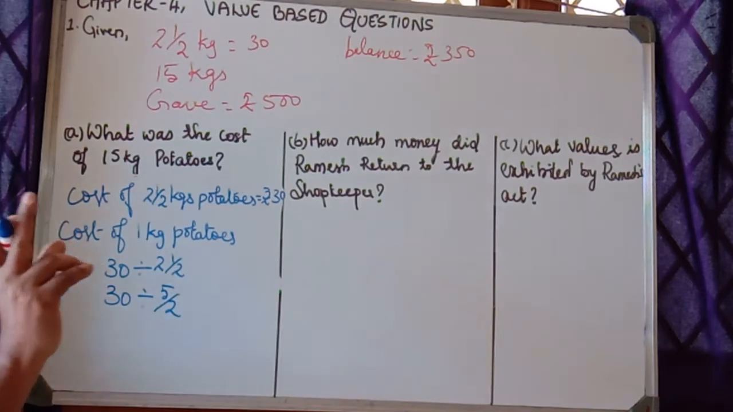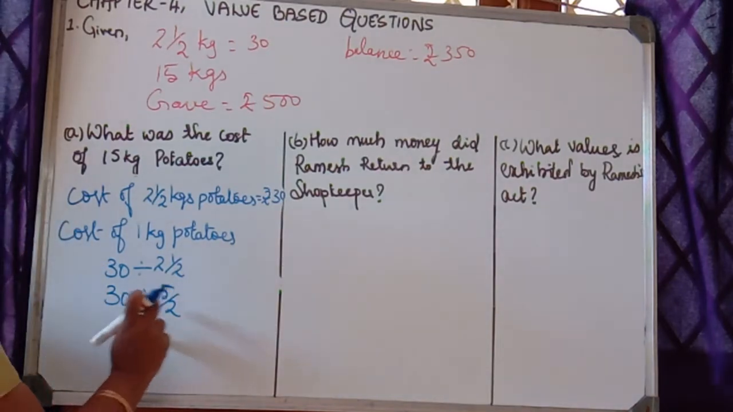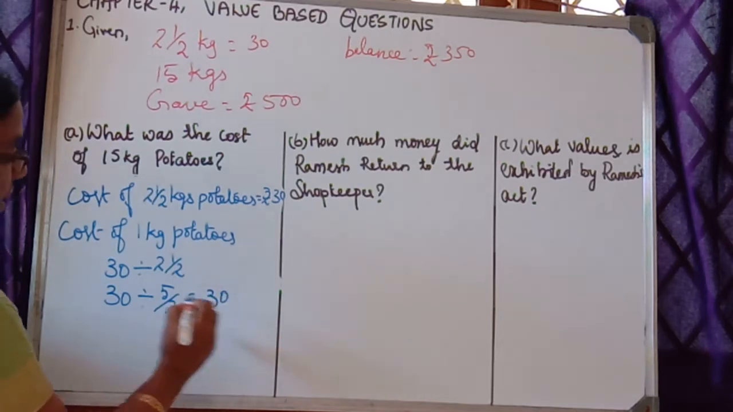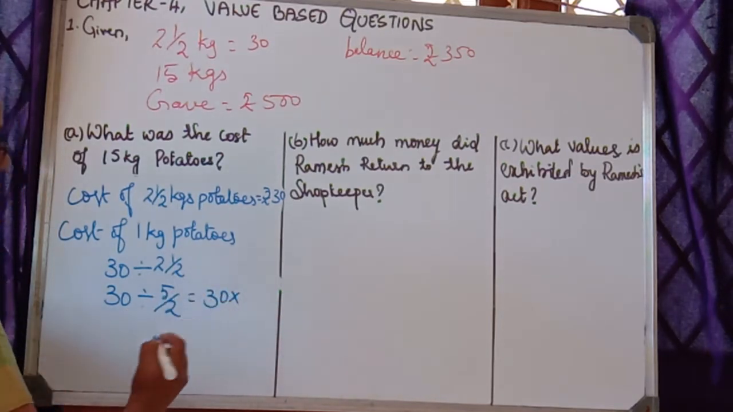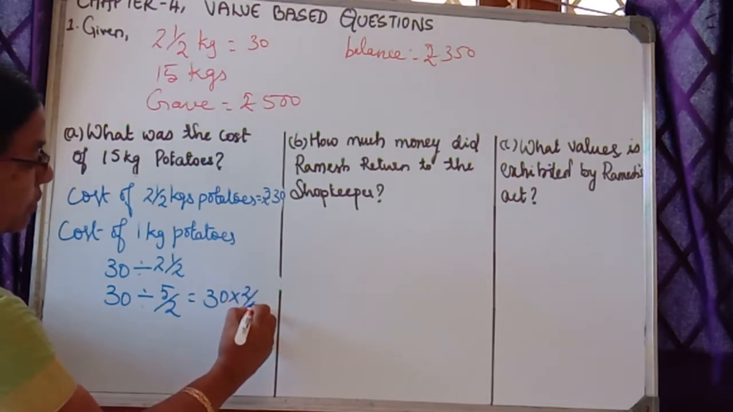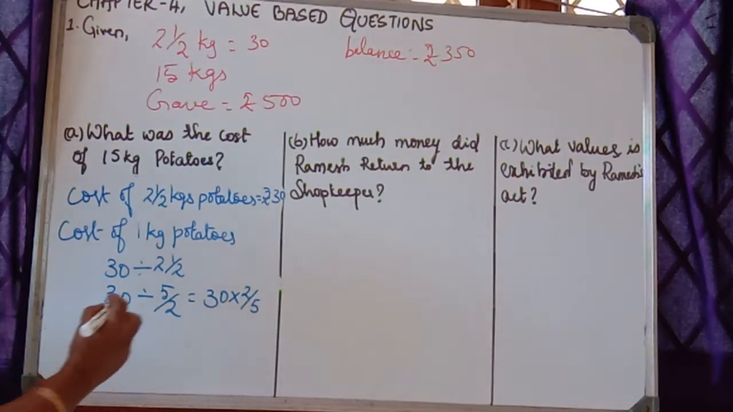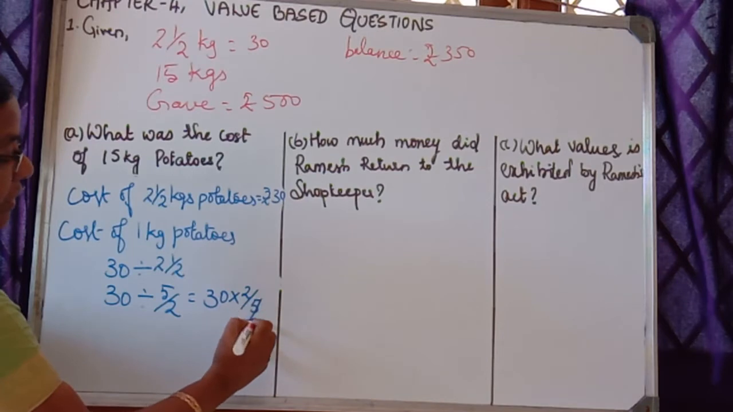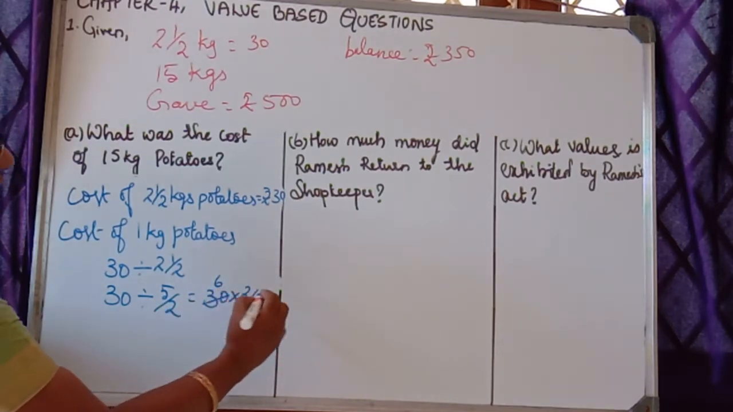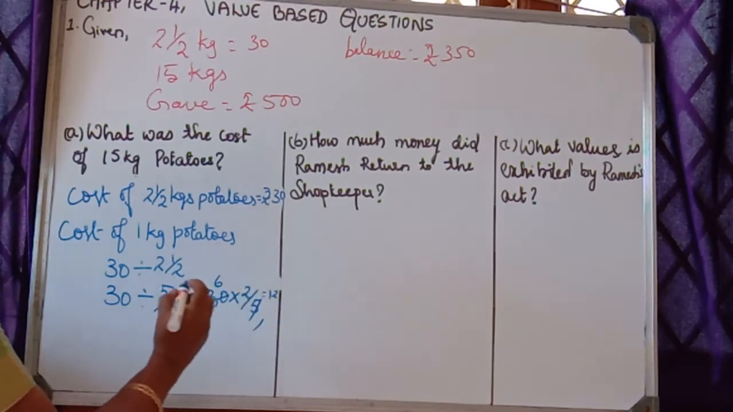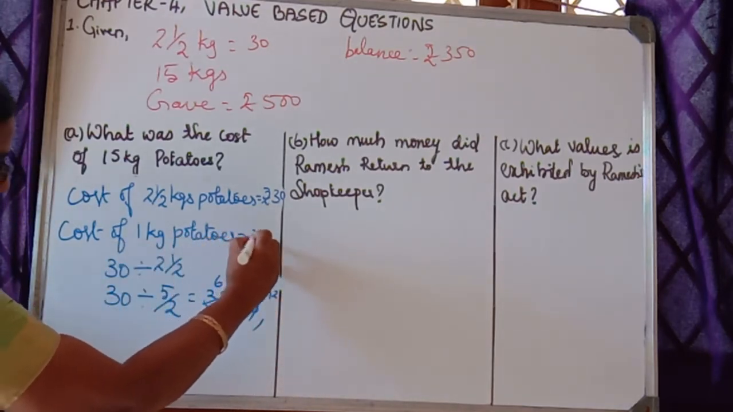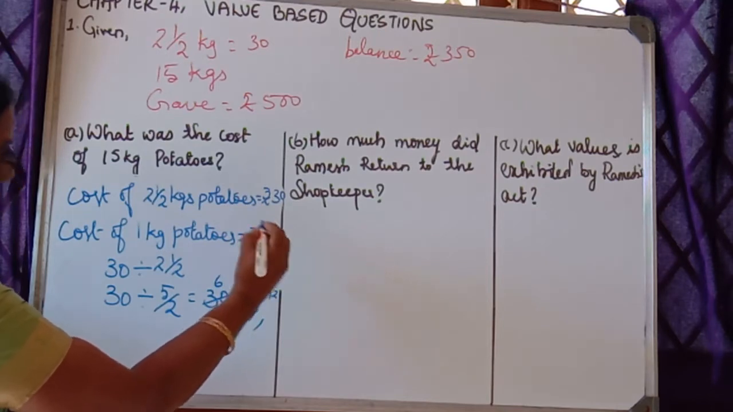In fractions, as you studied, if it is division, we have to convert it into the reciprocal. The division converts into multiplication. In the reciprocal, the numerator will come as the denominator, and the denominator will come as the numerator. 5 ones are 5. 6 5s are 30. Now 6 2s are 12. So, the cost of 1 kg potato is equal to 12 rupees.